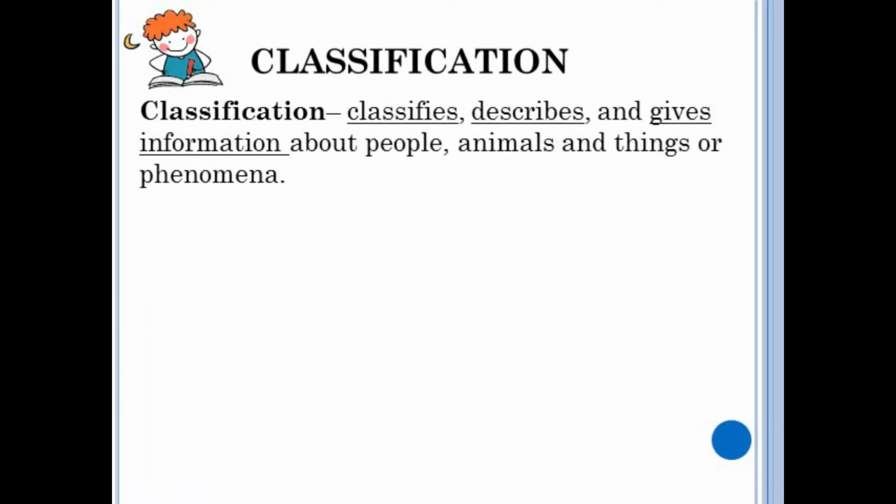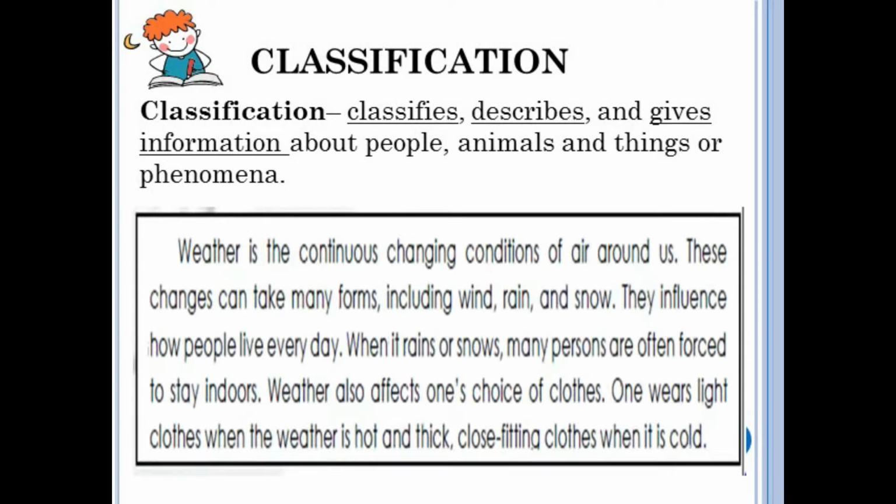Classification. Classification classifies, describes, and gives information about people, animals, and things or phenomena. Example: Weather is the continuous changing condition of air around us. These changes can take many forms, including wind, rain, and snow. They influence how people live every day.